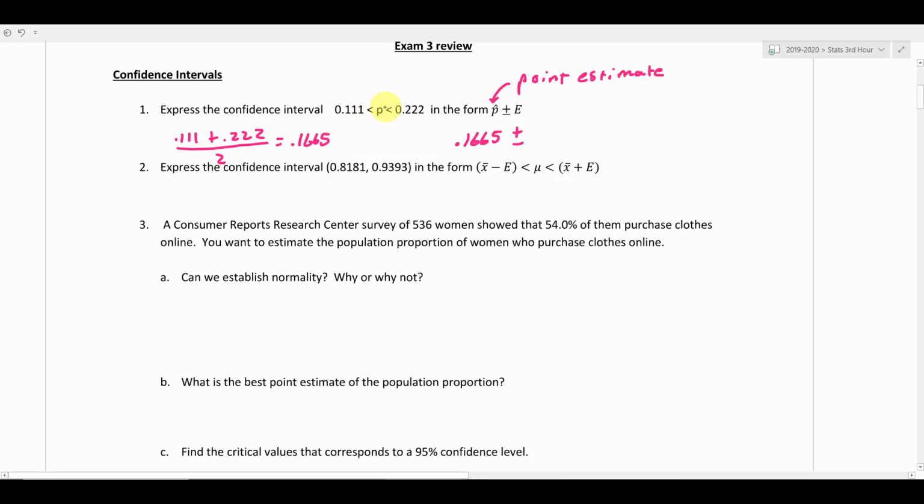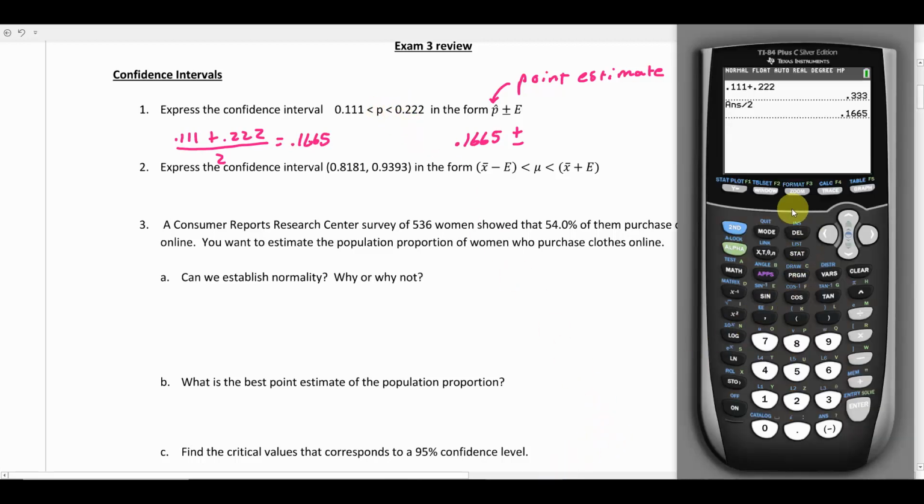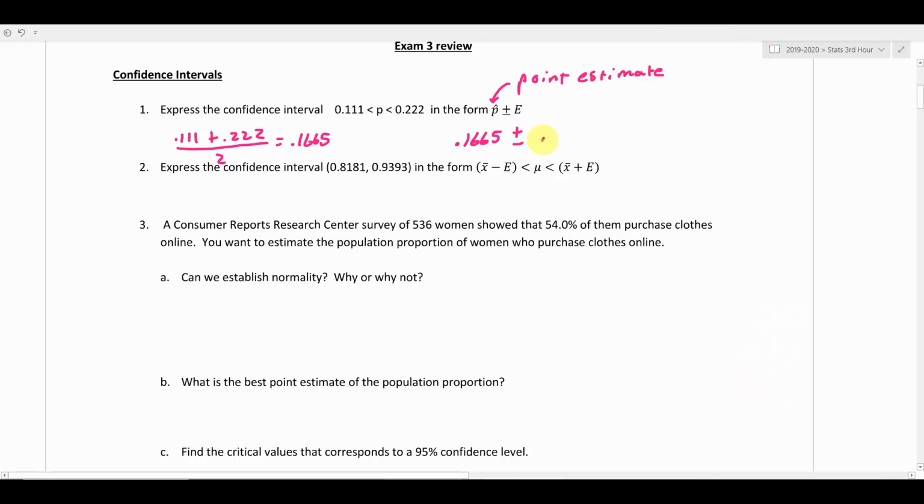0.1665 is the midpoint. The margin of error is going to be the distance from that point estimate to one of the bounds. Right, so all I have to do is go back to my calculator and I can do 0.1665 and subtract this 0.111, and that'll give me a distance from the point estimate to one of the bounds. So we got a distance of 0.0555, so that's going to be my margin of error. So there's my confidence interval in its plus or minus format.